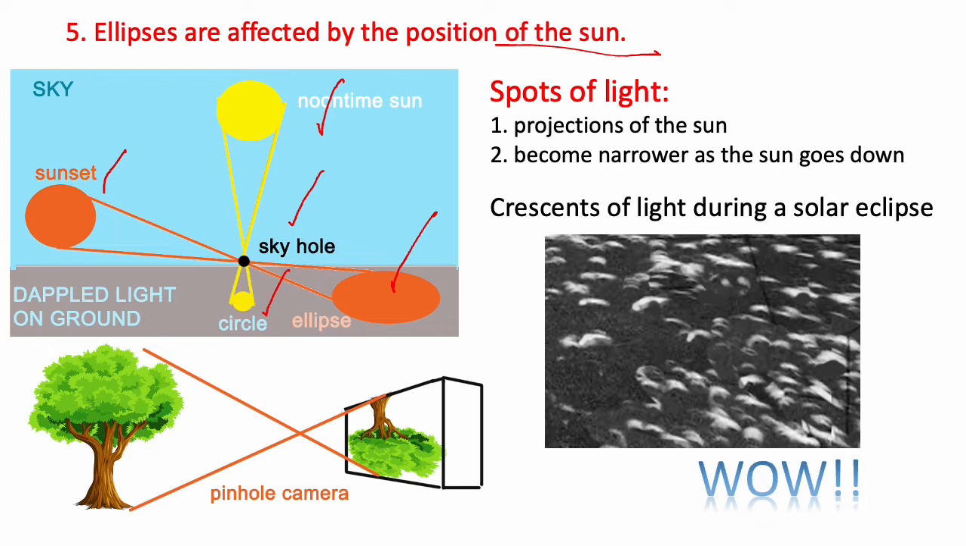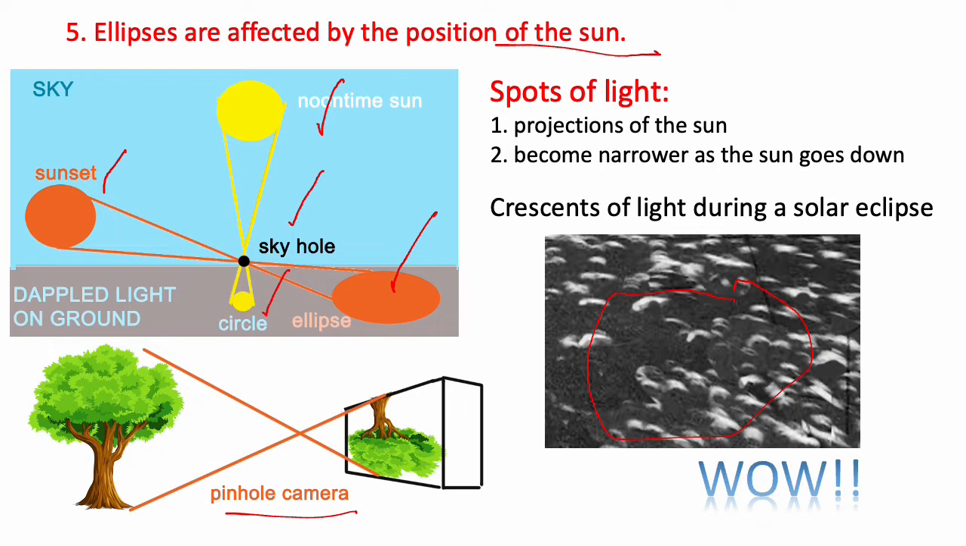These cones are projections of the sun. This is the same principle as the pinhole camera, where the tree is projected upside down. And during a solar eclipse, if the sun has a bite taken out of it, then so do the spots of light, which I find amazing.